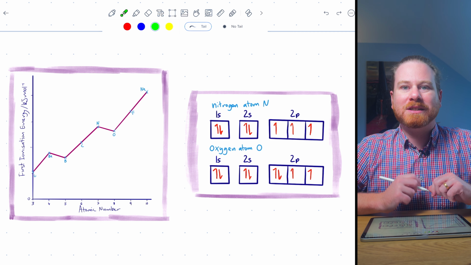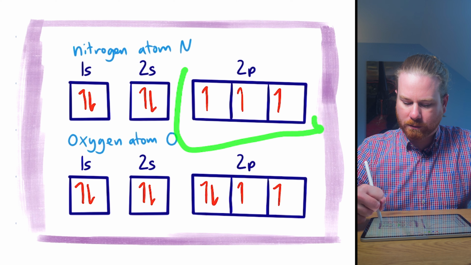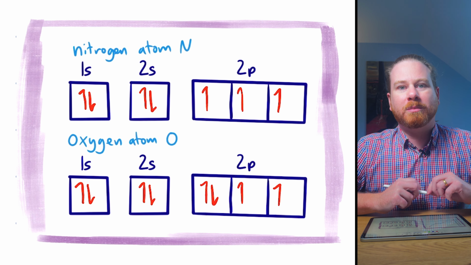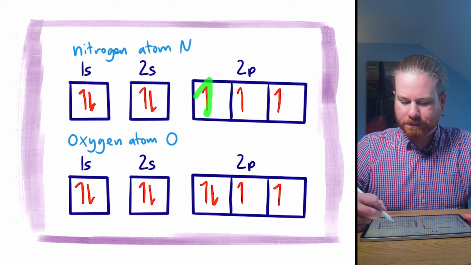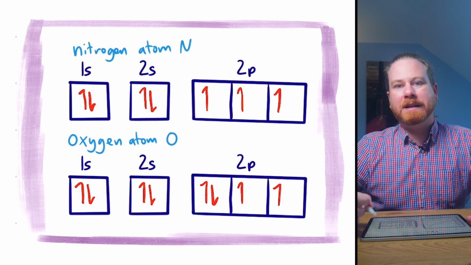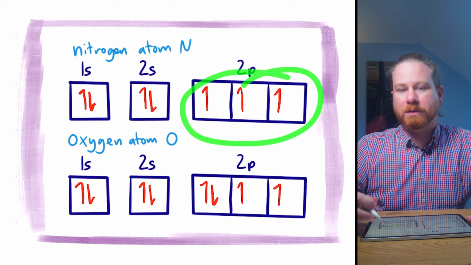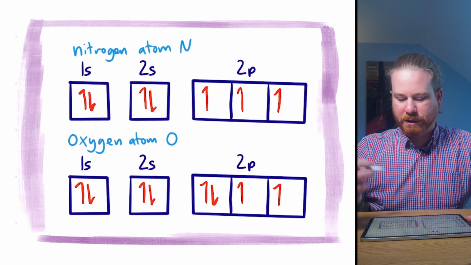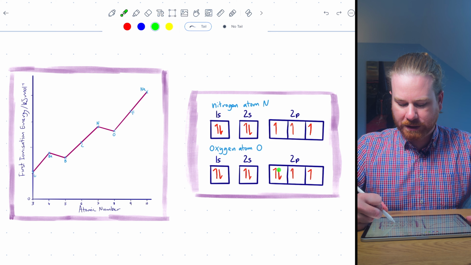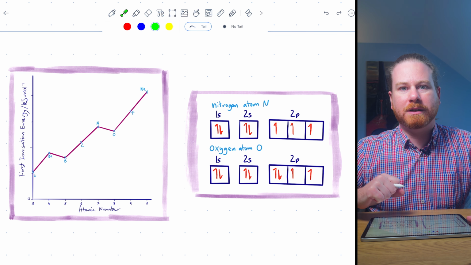If we compare this to nitrogen's p orbitals, where all the p electrons are unpaired, more energy is going to be needed to remove them. All three of these electrons are at the same energy, and it's going to be harder to remove one compared to this electron with oxygen, which is easier to remove.